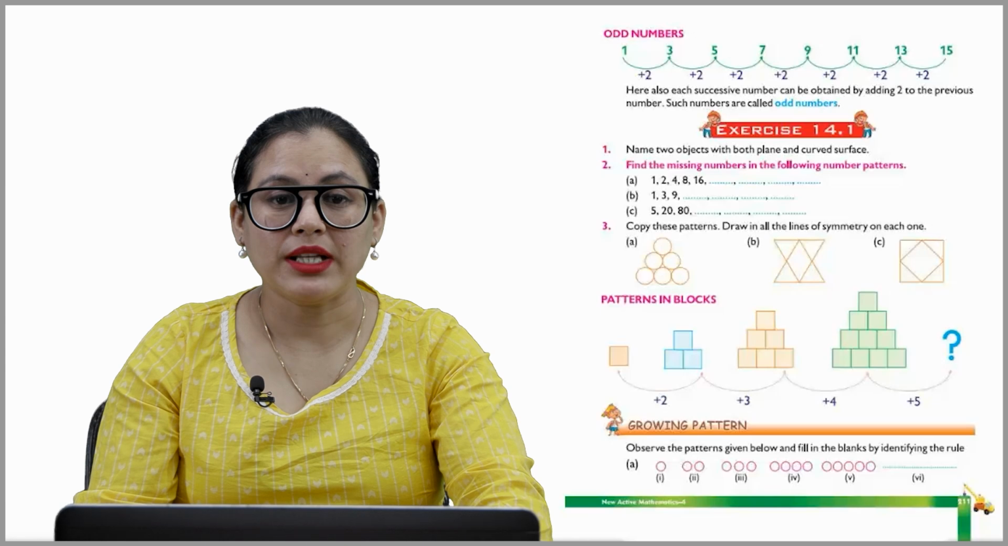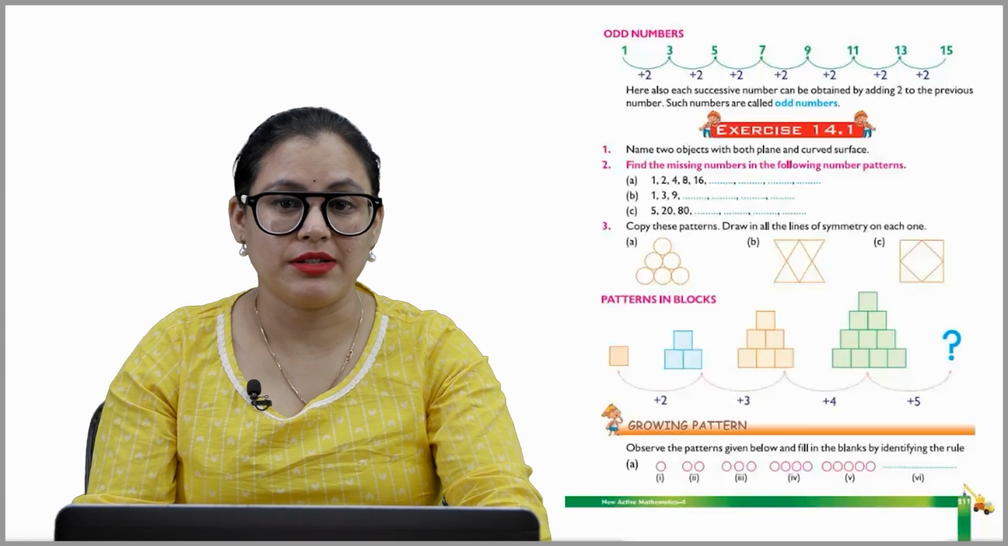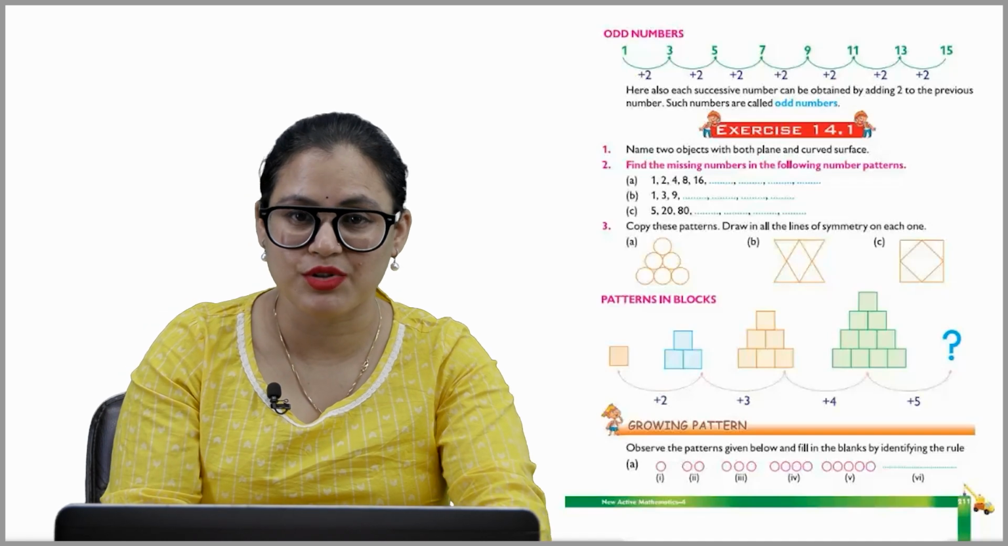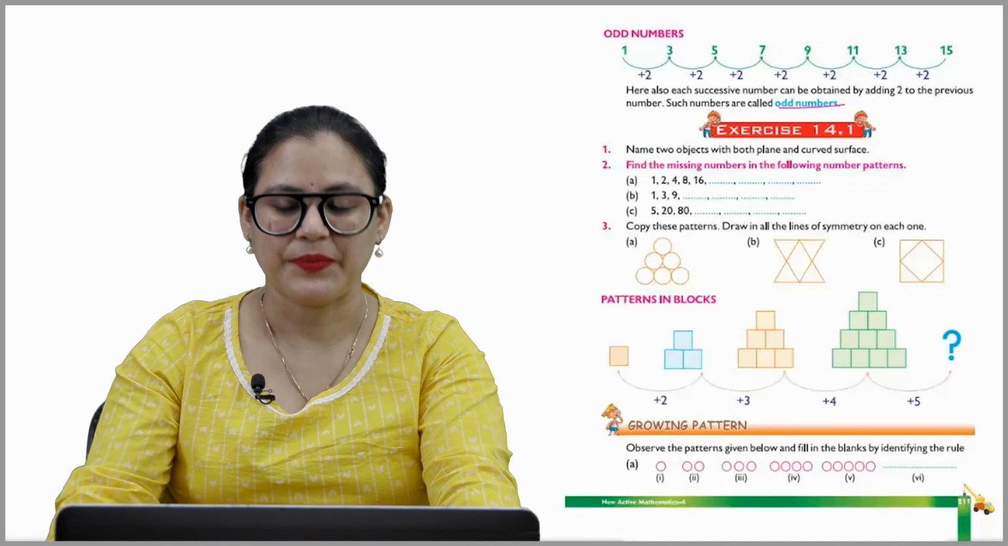So such numbers are called even numbers, right? Odd numbers: 1, 3, 5, 7, 9, 11, 13, 15. Here also each successive number can be obtained by adding 2 to the previous number. Such numbers are called odd numbers.